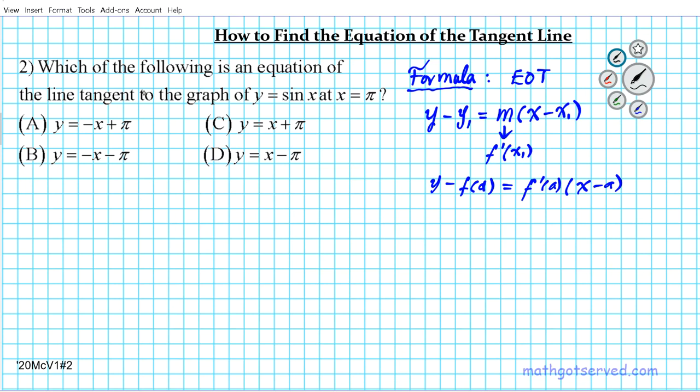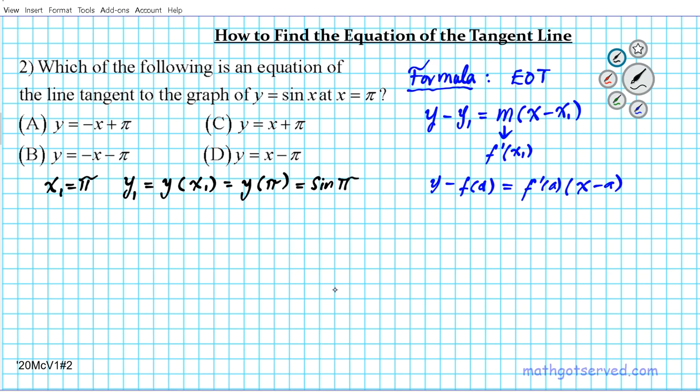Alrighty, so we're asked to find the equation of the tangent line of y equals sine x at x equals pi. We know what x1 is. x1 is a given x value, which is pi. What is y1? We don't know what y1 is. Well, y1 is basically the function evaluated at the x1 value. Just as this one illustrates, f of a, and a is pi in this particular instance. So y1 is going to be the function evaluated at pi. The function is sine x, so we're going to be looking for what sine of pi is.